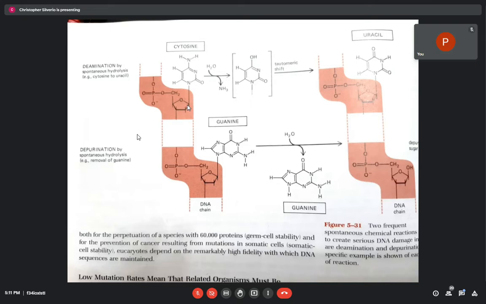That's it. Now, when there is deamination, what happened to that DNA? Angelo, what happened now to the DNA when there is deamination?